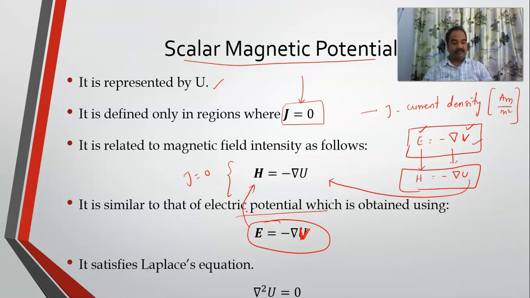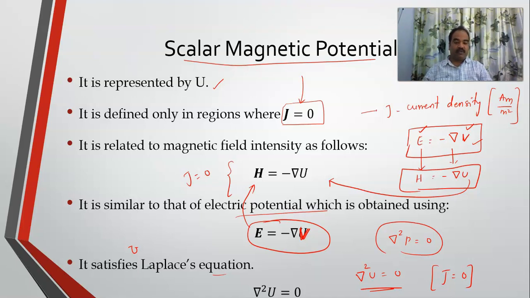In particular, this satisfies Laplace's equation. You know the Laplace equation: del square of some quantity is equal to 0. So here U, the scalar magnetic potential, satisfies Laplace's equation, which means del square U is equal to 0, and the condition is that current density must be 0. So this is with regard to scalar magnetic potential.